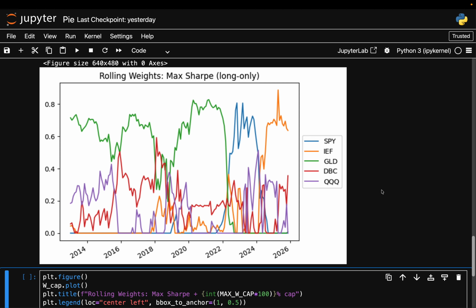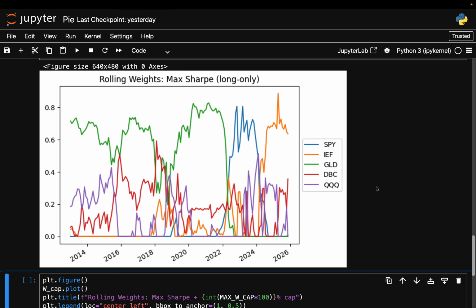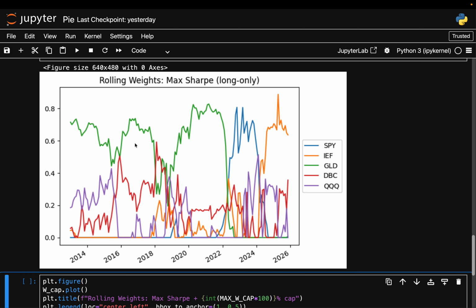So these are the rolling weights for the unconstrained max-Sharpe portfolio. Each line here is one asset's weight through time. For instance, take the green line here, this is the weight of gold through time. All right. And what you can obviously see is how the weights jump abruptly. Take for instance gold here, to 0 after 2023-ish. But also every other asset. You see just these abrupt jumps. So the portfolio spends long periods heavily concentrated in one or two assets, and then suddenly shifts.